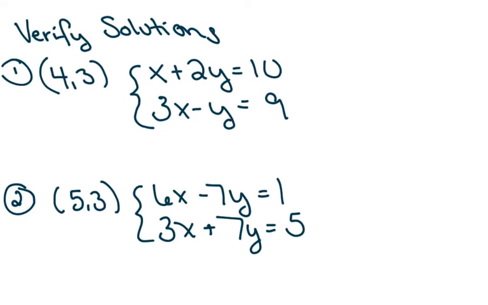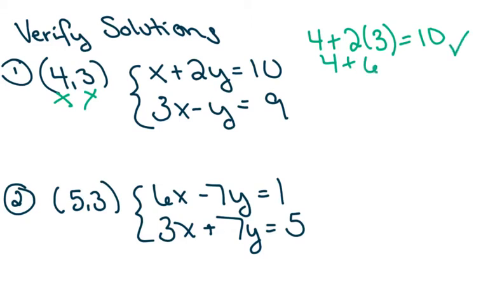We're just going to verify that these are solutions. So what this is asking you to do is put this value of 4 in wherever you see x, and this value of 3 in wherever you see y, and to verify that those are correct. So if I take this first equation, I would now have 4 plus 2 times 3, and it's supposed to be equal to 10. So 4 plus 6, yes, it does equal 10.